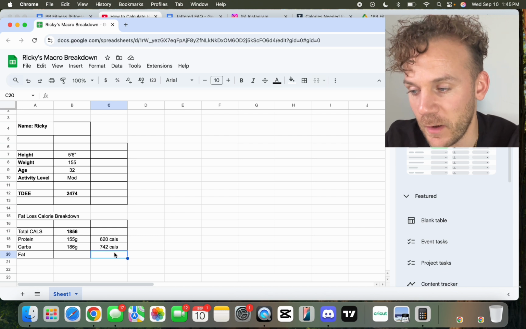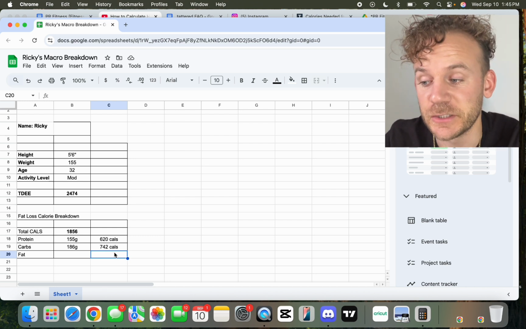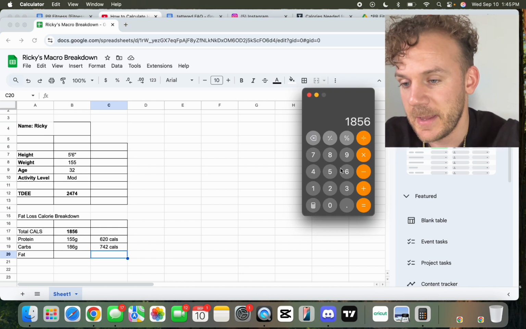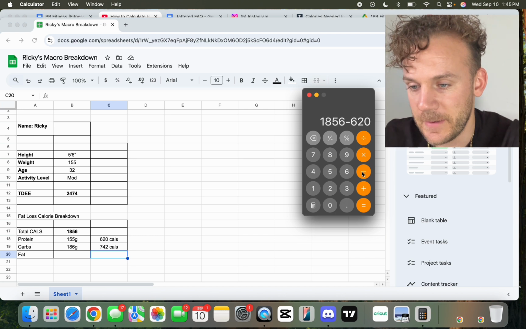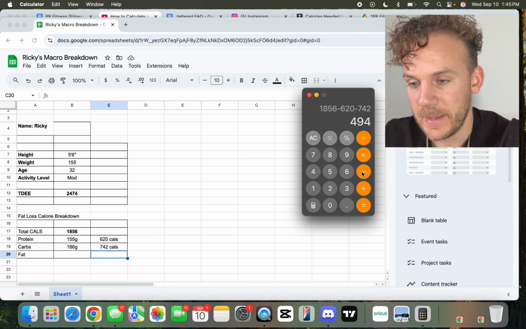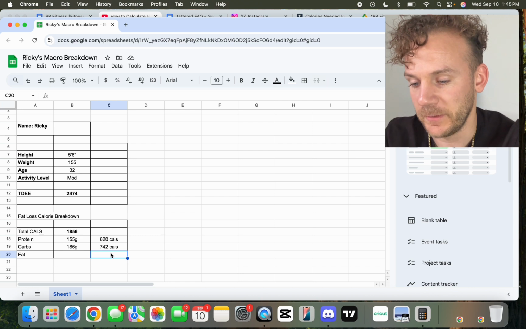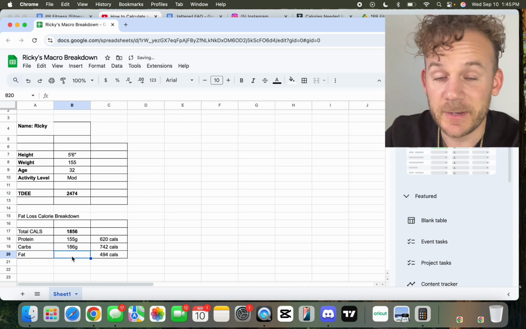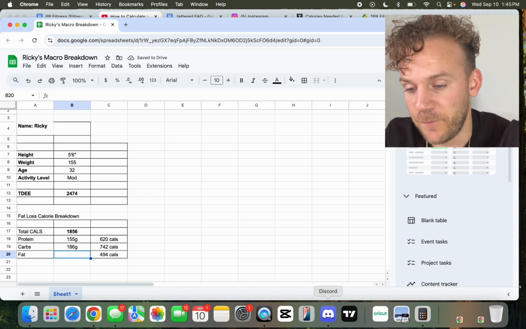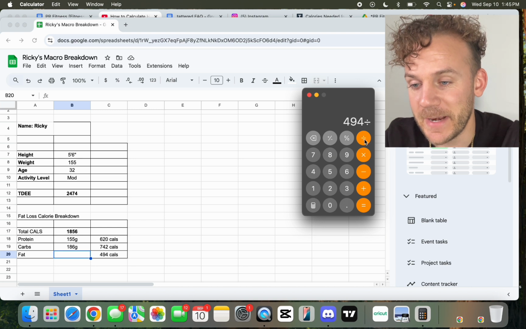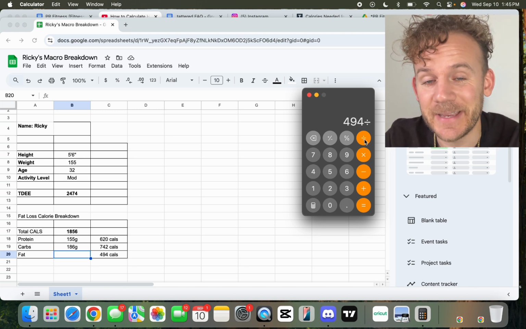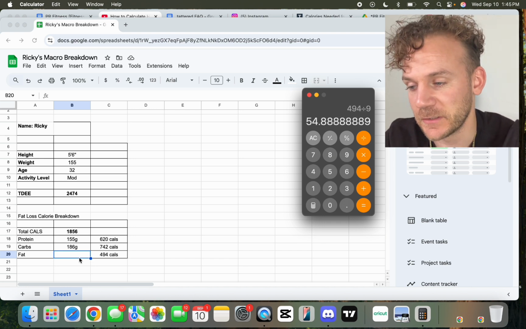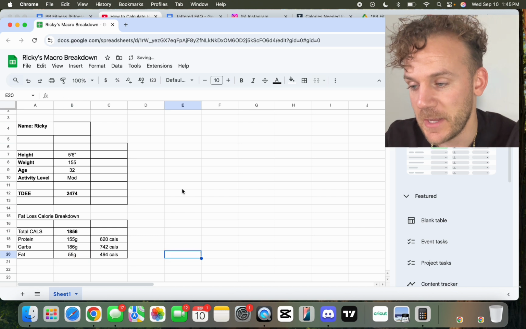Now the last thing that we need to solve for is our fat, which is very easy. This is just the remaining calories that we have left. So we're gonna take our total calories again, 1,856 minus 620 minus 742 gives us a remaining 494 calories. So 494 that we can dedicate towards our fat goal for the day. Okay, so now we need to figure out how many grams of fat that is. So we take 494 and we divide it by 9 because there's 9 calories per 1 gram of fat. So we divide that number by 9 and that gives us 54. I'm gonna round up again. That gives us 55 grams of fat.